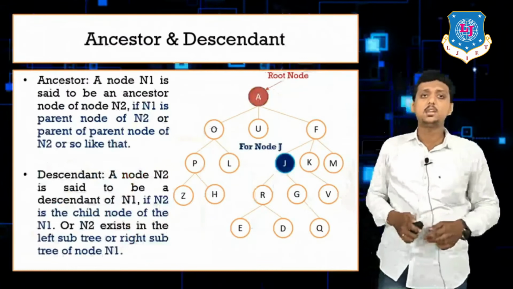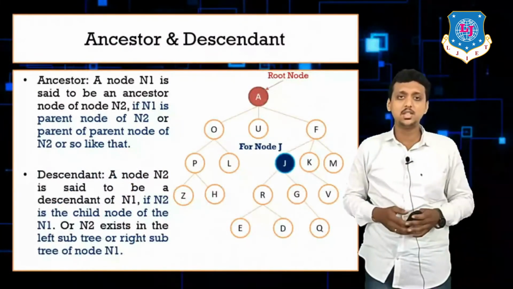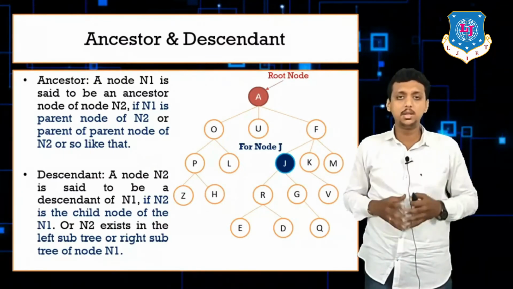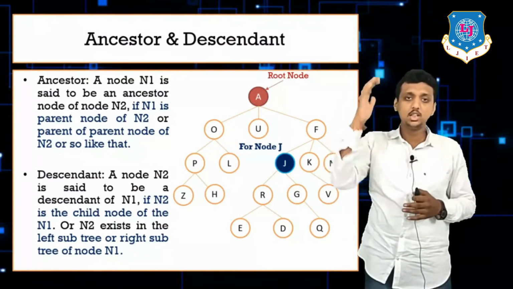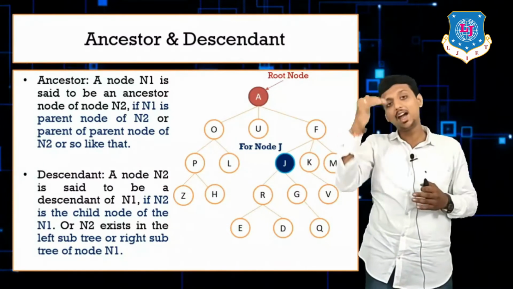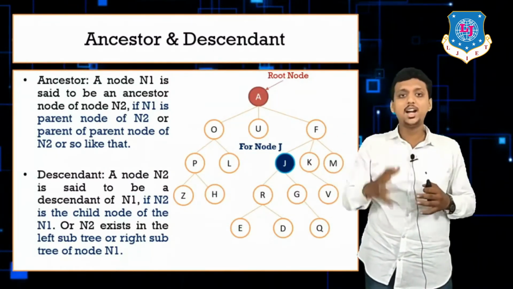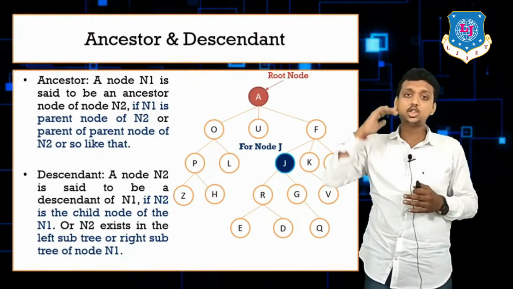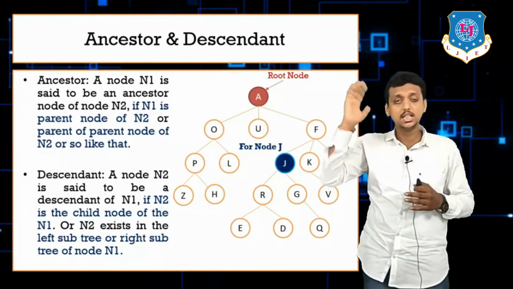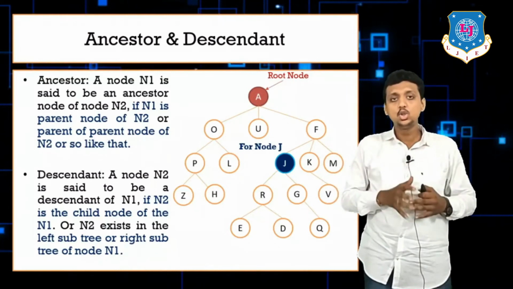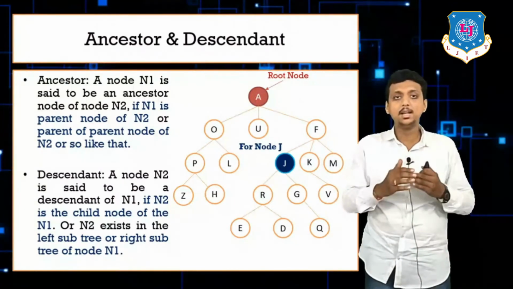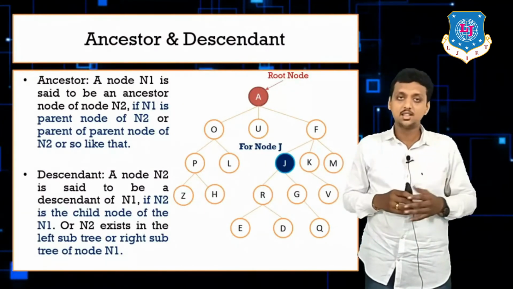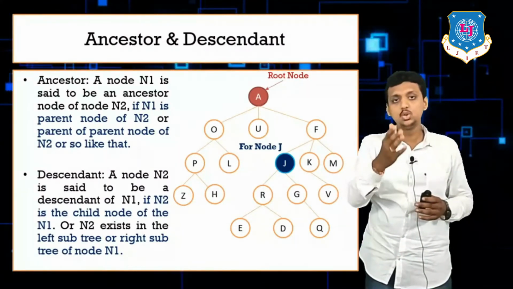Fine. So now the next is ancestor and descendant. Students, in our hierarchy, if you talk about our family, your grandparent, then your parent, and then you. So this is a hierarchy. In this hierarchy, the ancestor means the upper side of our level. For you, your parent and your grandparent are known as ancestors, and for them, you are a descendant.